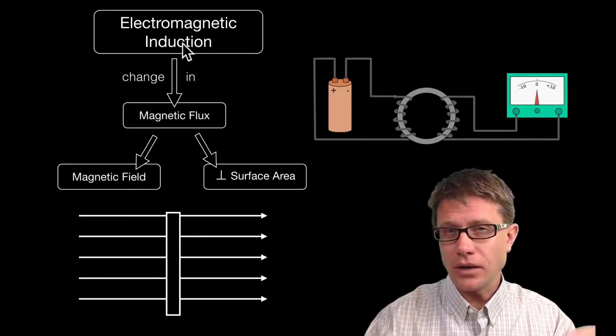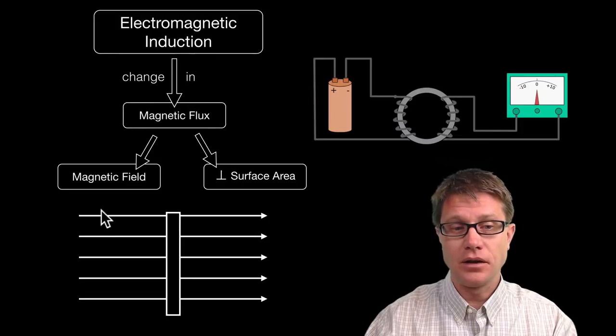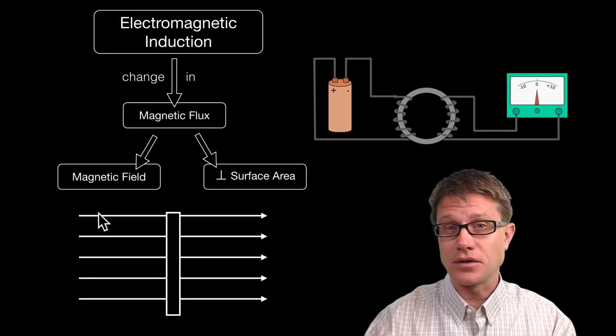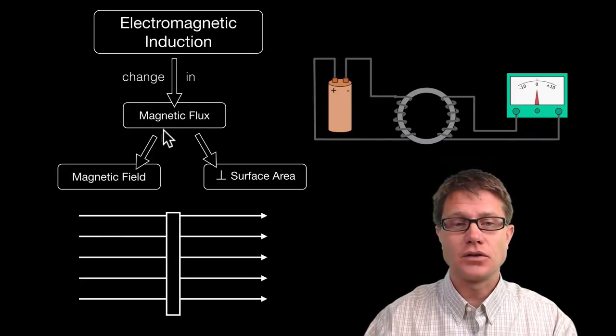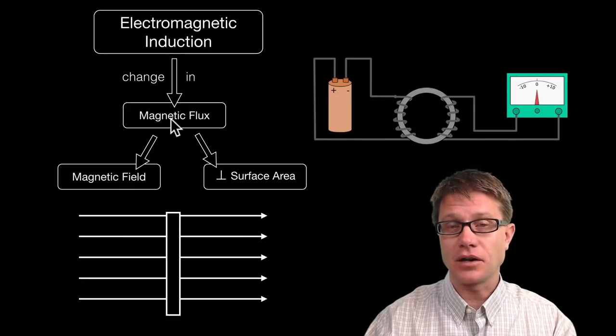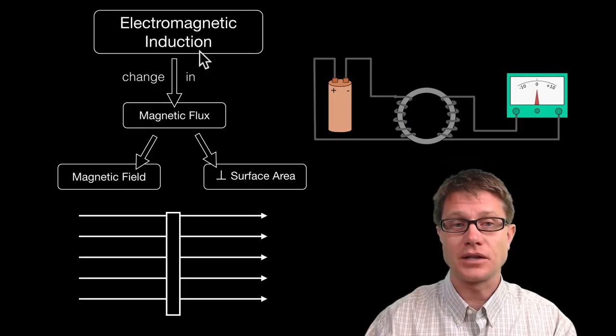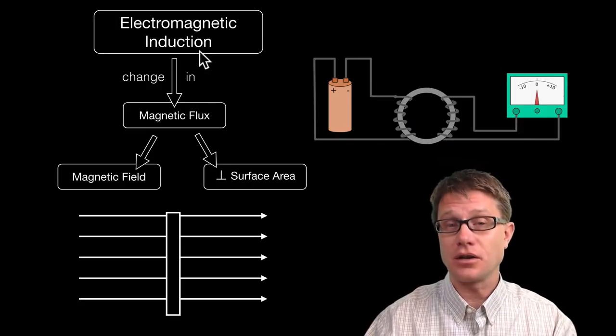And so what happened right when he closed that circuit? Well, the magnetic field before he closed the circuit was 0, but then he added this magnetic field. So was there change in magnetic flux? Yes. And so was there electromagnetic induction? Yes. So it created current.